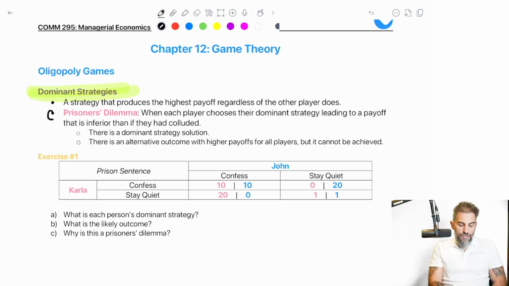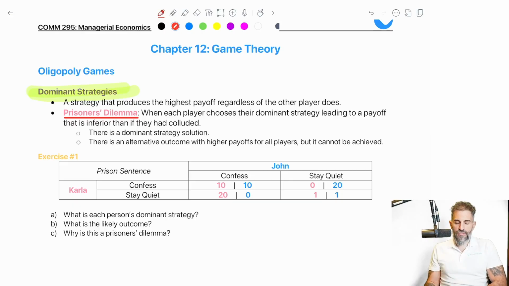And then a prisoner's dilemma, this is a term that you'll see, and I've seen it come up on exams as well, so make sure you understand it. This just refers to a game where each player has a dominant strategy, but if they both choose their dominant strategy, it will lead to an outcome that is not the best outcome. And so you'll see it here.